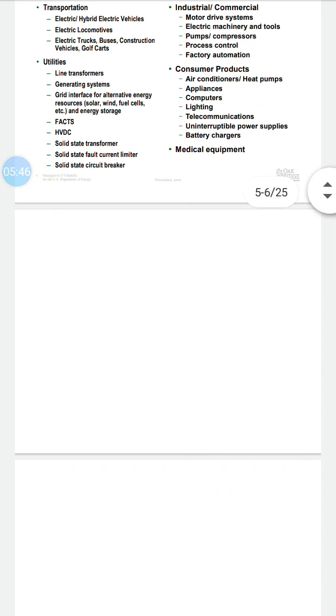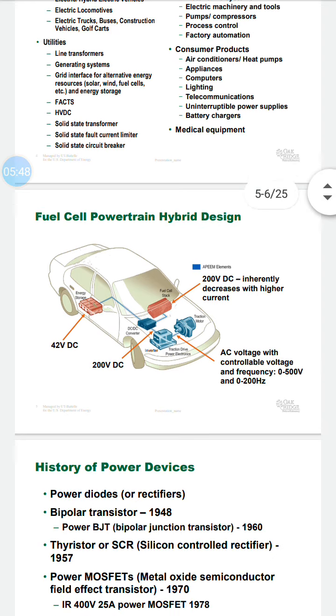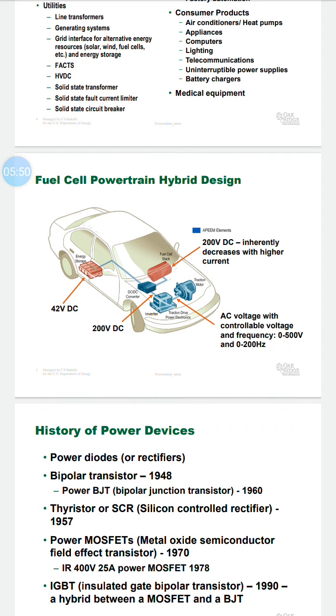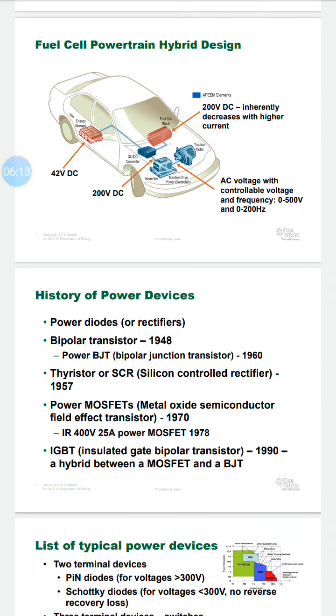Now see the fuel cell powertrain hybrid design. Here a battery of 42 volts DC is used, 200 volts DC is also used, and the 200 volt DC inherently decreases with higher current, and AC voltage with controlled voltage and frequency is used. Now, history of power electronics: power diodes, bipolar transistor, thyristors, MOSFETs, insulated gate power transistor.